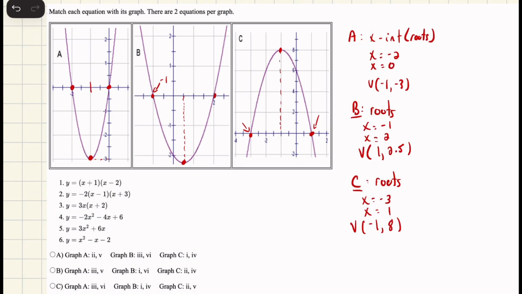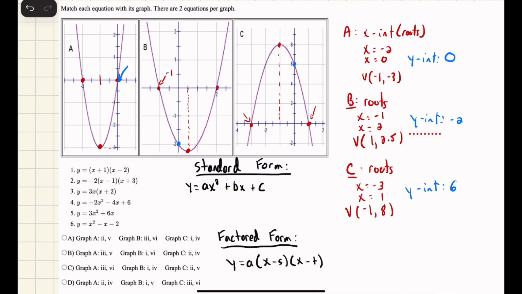We're going to write for each graph the y-intercept, and that's where it crosses the y-axis. So if I go to graph A, the y-intercept appears to be at 0, so we're going to write y-intercept at 0. Then for graph B, the y-intercept appears to be at -2, so we're going to write y-intercept at -2. And then for C, it looks like it's at 6. So we're going to write y-intercept is at 6.